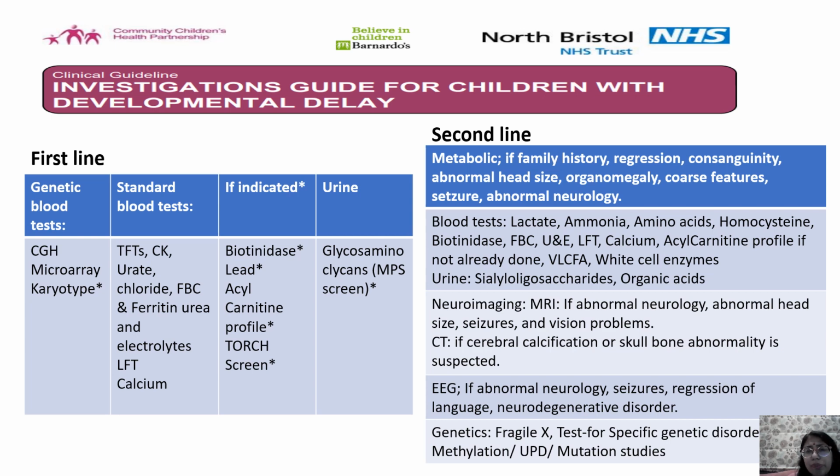for metabolic disorders. That would include investigating for urea cycle disorders, small molecule disorders, very long chain fatty acids, and directed, opportunistic ones, like if you suspect a case of metachromatic leukodystrophy, you go ahead with the white cell enzyme arylsulfatase to confirm it. It says you do MRI if there is abnormal neurology or abnormal head size, seizures, and vision problems. Similarly, there are specific indications for doing EEG or genetic testing.